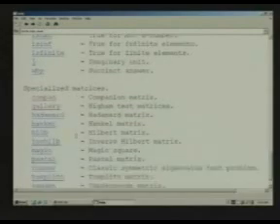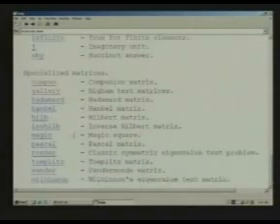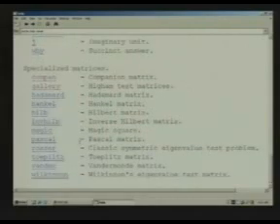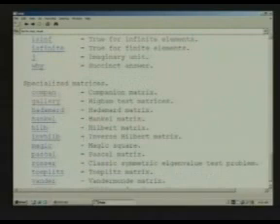Then these specialized matrices: if you operate with these functions, you will be able to generate specialized matrices like the companion matrix, Higham test matrices, Hadamard matrix, Hankel, Hilbert matrix, inverse Hilbert matrix, magic square, Pascal matrix, the classic symmetric eigenvalue test problem, that is Rosser's matrix, Toeplitz matrix, Vandermonde matrix, Wilkinson matrix, and many more. So gallery will give you a lot of matrices.